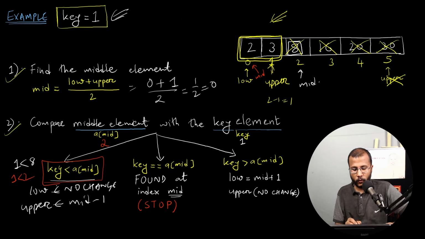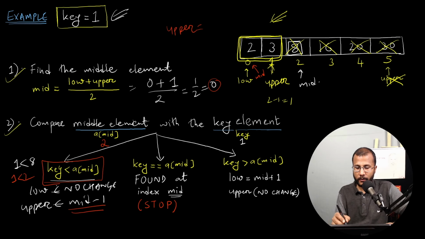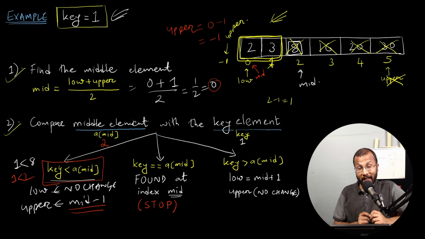In this case, the lower index will not change and the upper index would be the middle index minus 1. The middle index is 0, so my upper index now becomes mid minus 1. Mid was 0, and 0 minus 1 is minus 1. Now the upper index becomes minus 1. Now this becomes very interesting, right? Let's note it down. Now my upper index becomes minus 1. Let me write here minus 1 as my upper index. Okay, now if minus 1 is the upper index, what do I do?